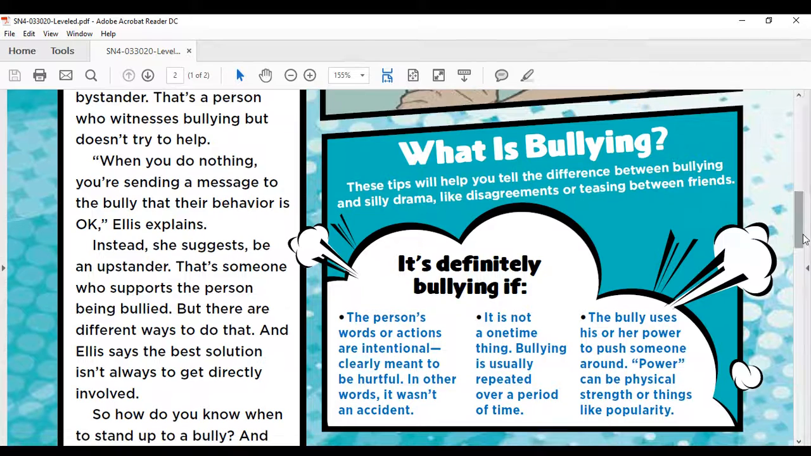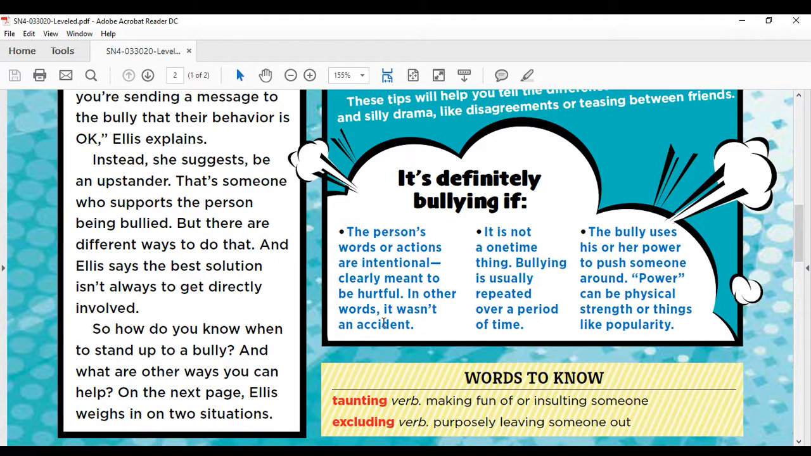So then you have this sidebar here to give a little bit more information on the topic. Sidebars do that. They give you additional information, and it's very important to be aware of that. So it says, what is bullying? These tips will help you tell the difference between bullying and silly drama like disagreements or teasing, and that's usually where some people get confused. But there is a difference. So it tells you the definition of it within here.